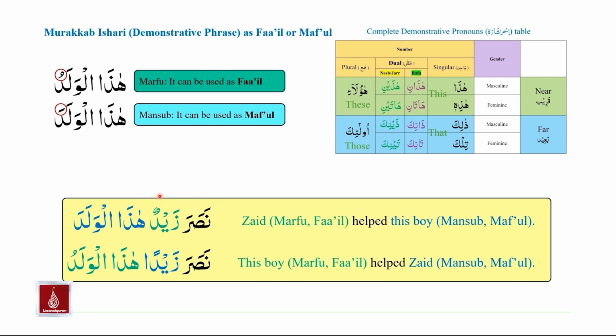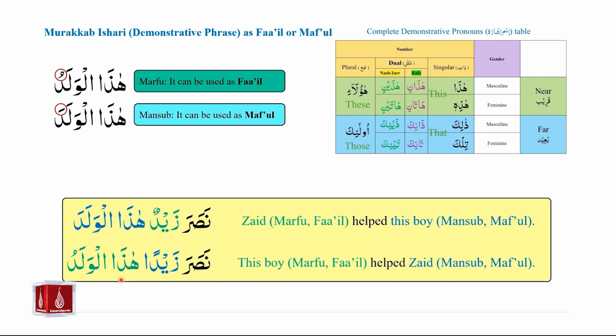Nasara Zaidun hazal walada. In this case, Nasara is the fi'il, Zaidun is the fa'il. Zaidun is fa'il because it is marfu. Hazal walada is mansoob because al walada is musharun ilay and that is mansoob. And because hazal walada is mansoob, it is the maf'ool. Nasara Zaidun hazal walada. Zaid helped this boy. In this case, this boy or hazal walada is maf'ool. This boy is the recipient of the action. This boy is maf'ool because it is mansoob.